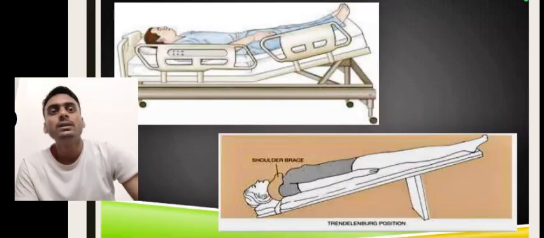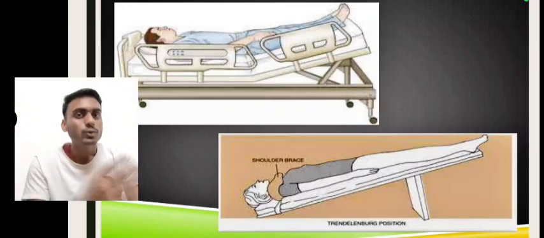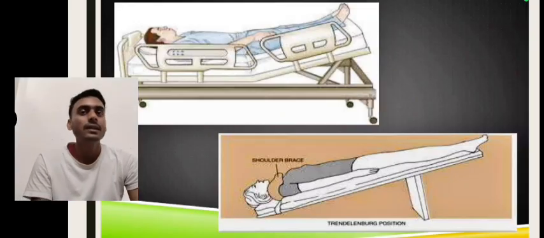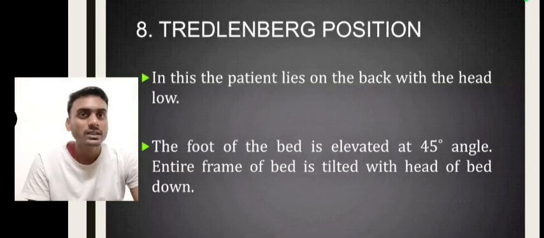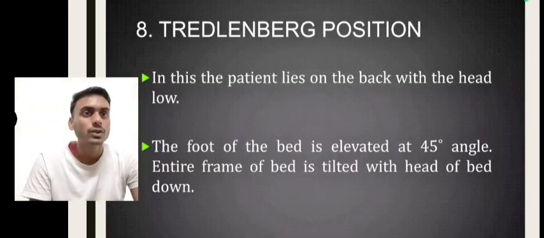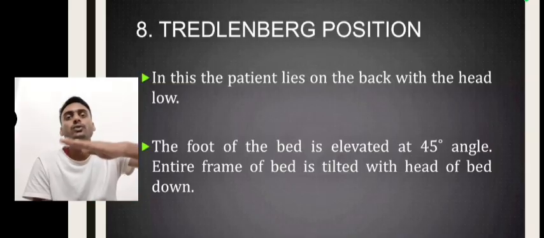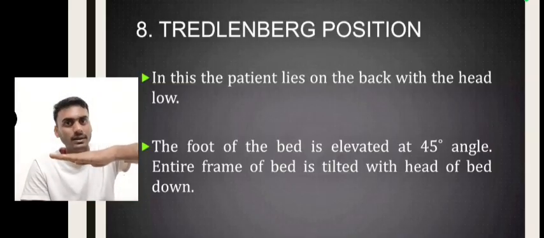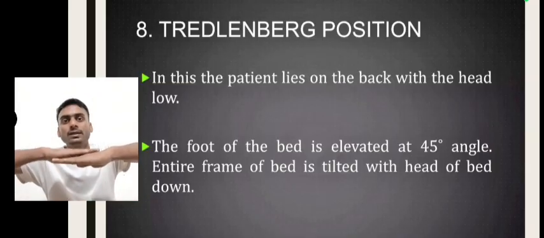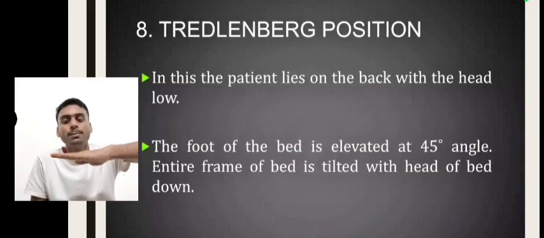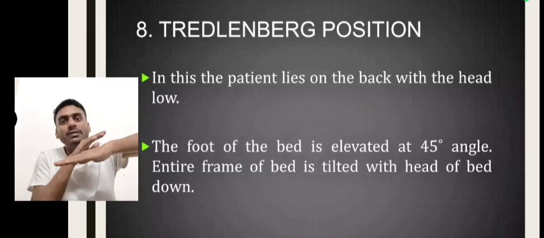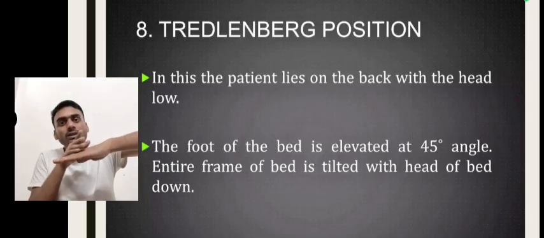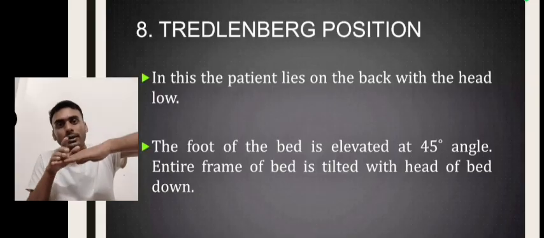Okay, so this is a new position, that is the Trendelenburg position. This is also an important position. In this position the patient lies on the back with the head low. Normally the bed is like this, and you just lay down straight. If your head portion is laid down, your leg will be elevated. So blood circulation will be better, or blood will come into the brain easily.